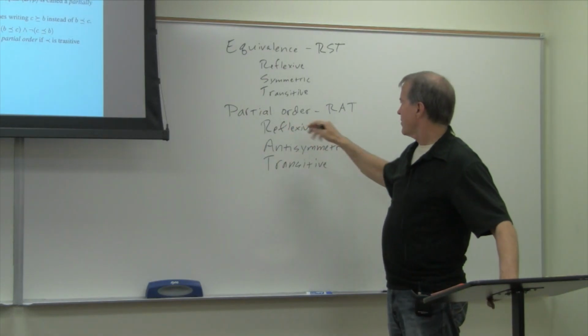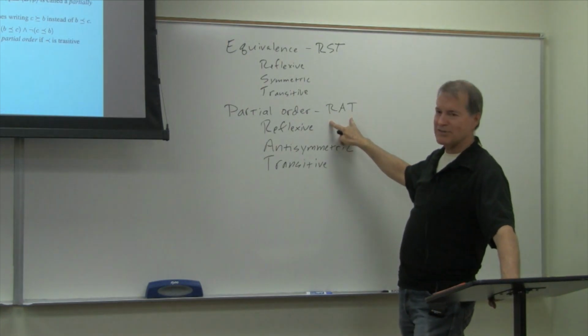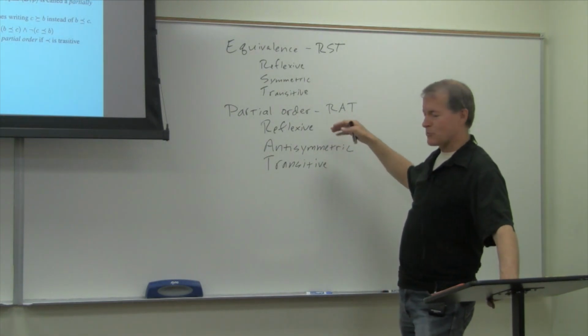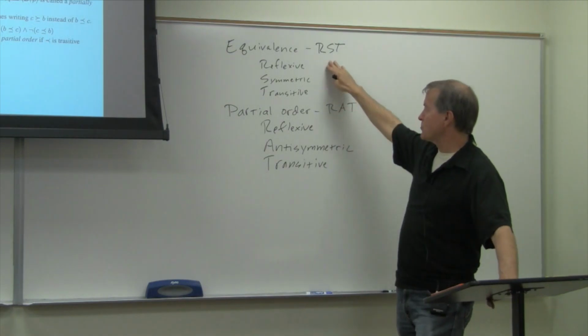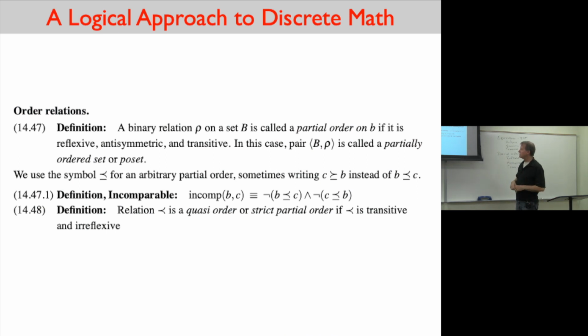So that's what a partial order is. Sometimes I refer to this as a rat relation. That's just my own thing, because when you say rat, you can always think: reflexive, antisymmetric, transitive. So it's a rat relation as opposed to a rest relation, which is an equivalence relation. Do we prove 14.47, that a partial order must be reflexive, antisymmetric, and transitive? No, because that's a definition. You don't prove definitions. It's an axiom. In this case, the pair B, rho is called a partially ordered set, or a poset.